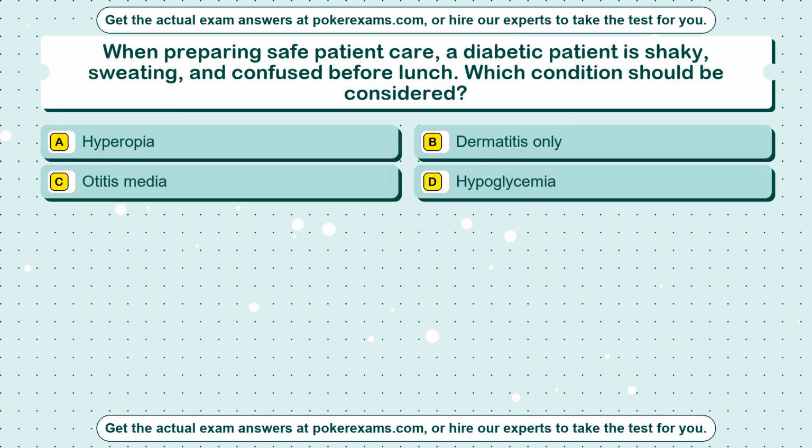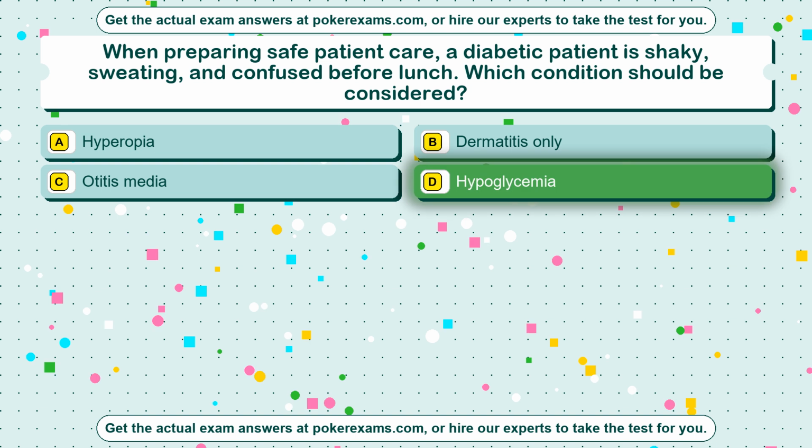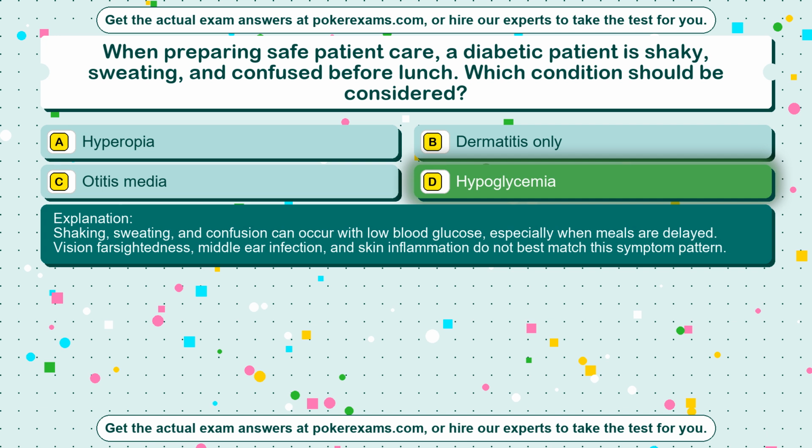Question 47. When preparing safe patient care, a diabetic patient is shaky, sweating, and confused before lunch. Which condition should be considered? Option A. Hyperopia. Option B. Dermatitis only. Option C. Otitis media. Option D. Hypoglycemia. The correct answer is option D. Hypoglycemia. Shaking, sweating, and confusion can occur with low blood glucose, especially when meals are delayed. Vision farsightedness, middle ear infection, and skin inflammation do not best match this symptom pattern. Question 48.